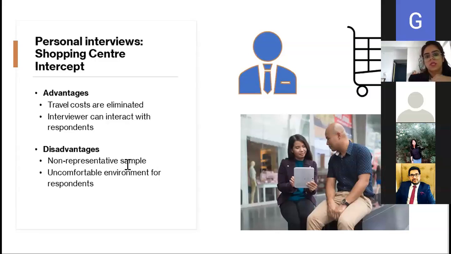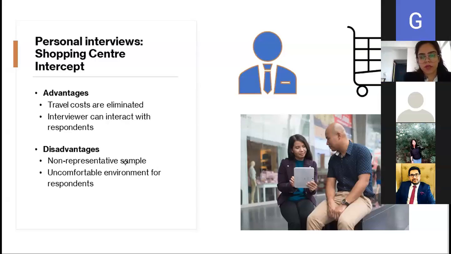It's cost effective because you don't have to go anywhere. Yeah, you don't have to go anywhere. It's more of a centralized location. You are not going house to house, and it's not household interviews. At one location, you are doing the interviews. Okay, and what are the disadvantages?